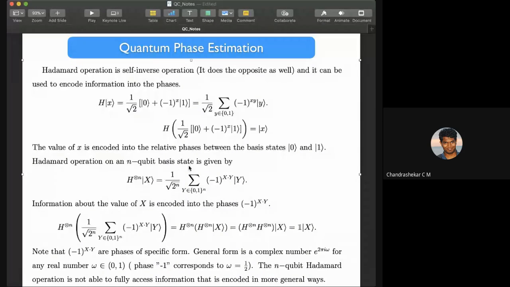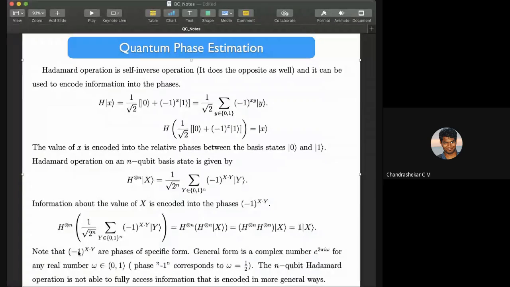So the Hadamard operation on an n qubit basis is given by this form. In general, not one qubit. We can take a large number of qubit system, 10 qubit, 4 qubit, or a 100 qubit quantum computer. A Hadamard operator can be defined on them like this in a more generic form, where x and y are long series of bits. So what we wrote for a simple 1 qubit system can be generalized into a large n qubit system, and the information about the value of x can be encoded in the phase of -1 to the power of x dot y. So this is a general representation of them.